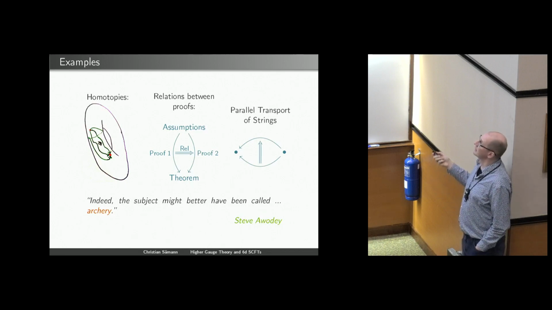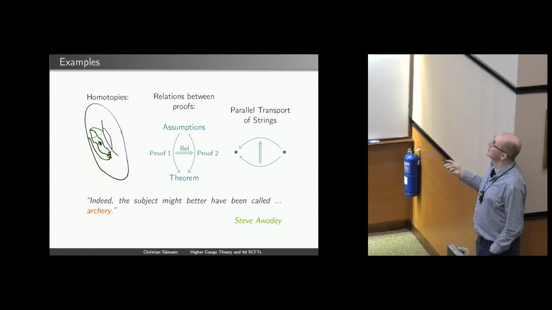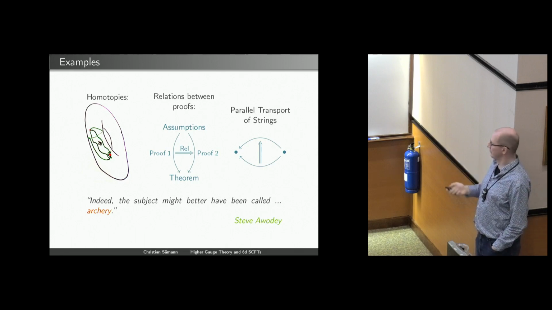And the last example is essentially what motivates this from a string theory perspective a little bit, right? So you have here endpoints of strings. You can think of these as D-branes. The strings themselves would be morphisms. And then a parallel transport of strings would be a 2 morphism mapping one string to the other, right? And because you have arrows all over the place, there's this nice cute quote by Steve Awodey.